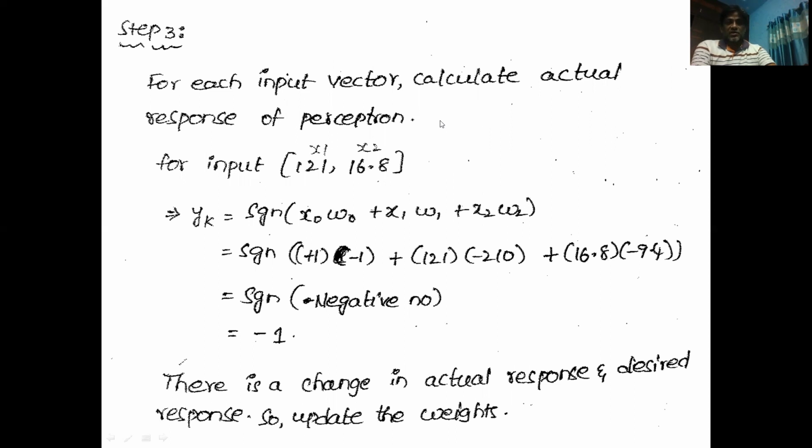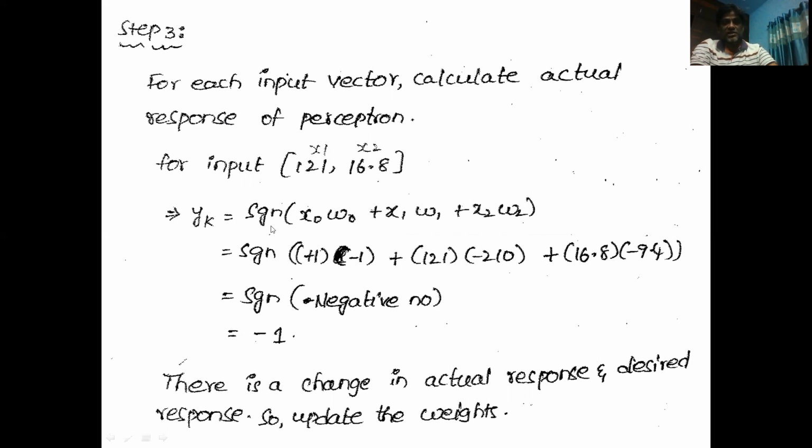And in step 3, we will again continue the process. The reason is, the weights were updated and we need to test for the updated weights whether all the inputs are properly classified again. When all the inputs are classified correctly in a particular iteration, then we will stop the process. Okay, so we check again, starting with the first input vector 121, 16.8.